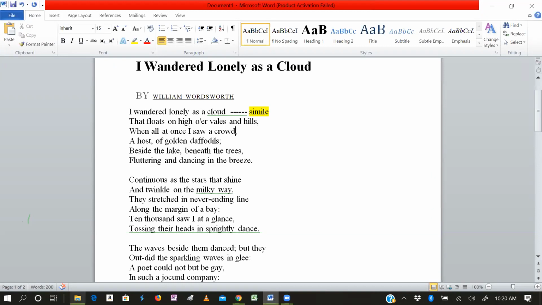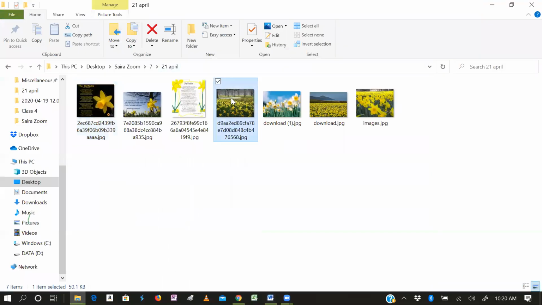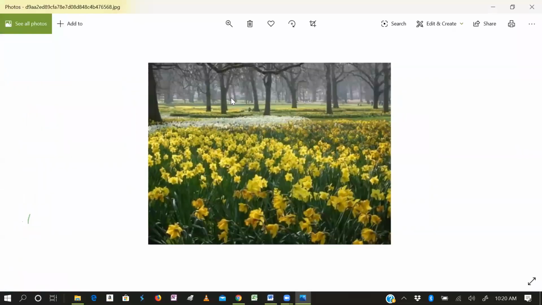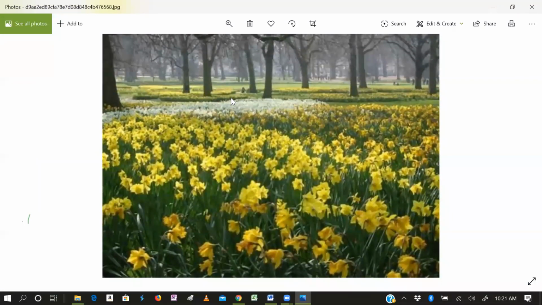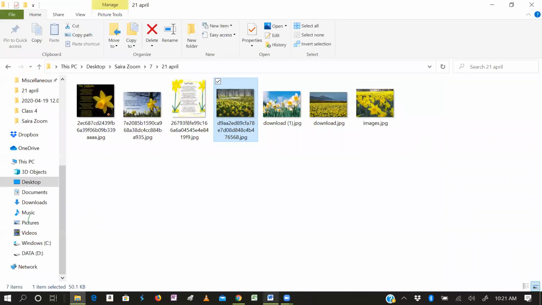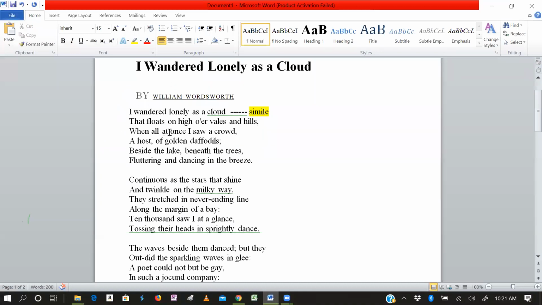I have shown you the picture there. I saw a golden flower, a host of golden daffodils. You can see, and so I was moving at that place. When all at once I saw a crowd, a host of golden daffodils. Beside where they have been grown, I have seen a crowd of golden daffodils.